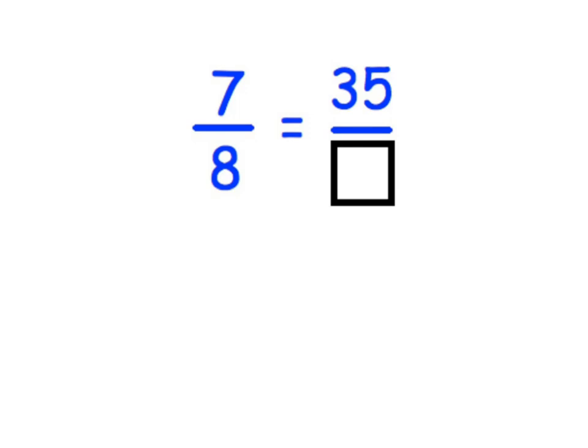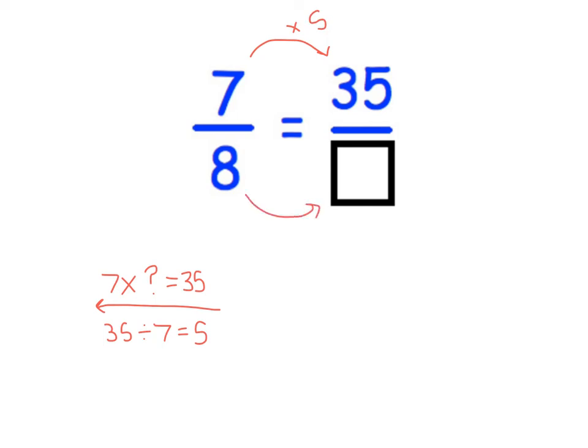So this question wants me to find the equivalent fraction. Remember, equivalent fractions, they're exactly the same thing as long as whatever we've done to the top, we've done to the bottom. So I need to think, well, what have I times by here? 7 times what is 35? Well, I need to use my inverse operations. 35 divided by 7 is 5. So I've times by 5 on the top. I need to times by 5 on the bottom. I get 40.